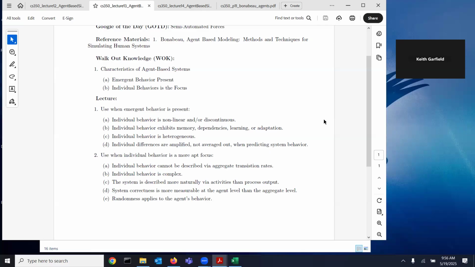Individual behavior is heterogeneous. What does that mean? You can get into big arguments when you're designing a system about homogeneous or heterogeneous behavior. So heterogeneous just means different, right? That's what that means. So we have different behaviors in the agents. So for example, where would this come into play?